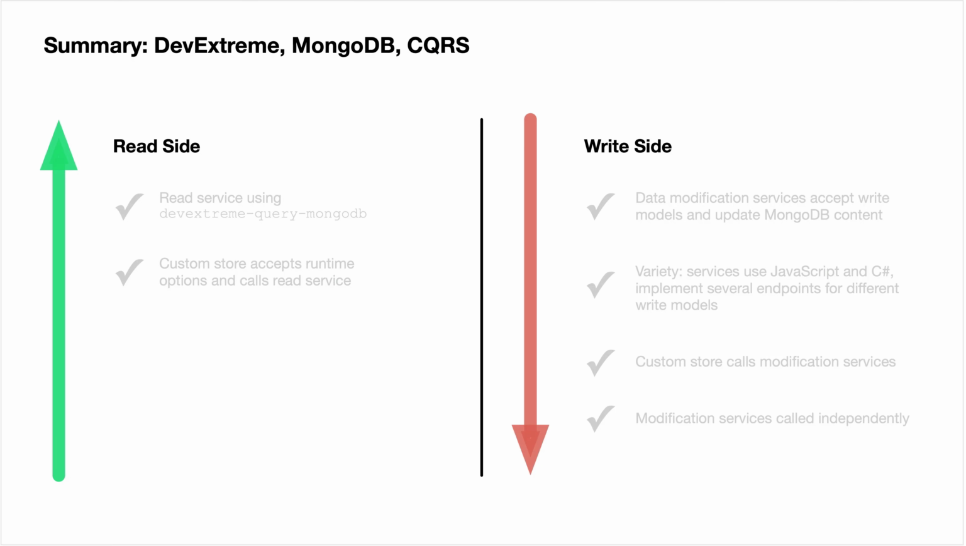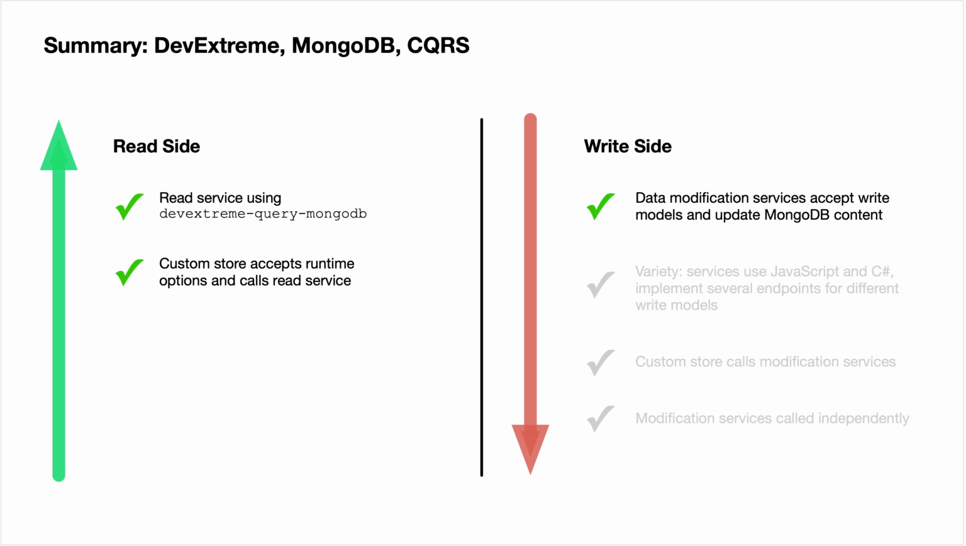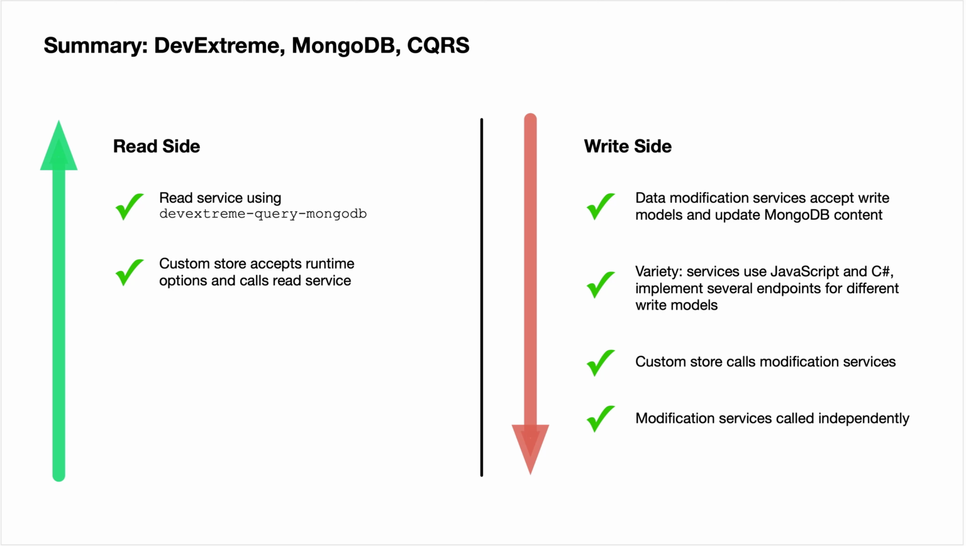Here's a summary of the steps I demonstrated in these 2 videos. First, I bound the grid to the MongoDB specific read service using the adapter library DevExtreme query MongoDB. I implemented a custom store for the data grid that accepts runtime options and calls the read service. Second, I added editing features to the system by including data modification services. I implemented these services using JavaScript and C#, and I added a total of 4 endpoints to illustrate the flexibility offered by a distributed system. On the client side, I demonstrated how the editing functionality can be tied to the custom store and how it can be used independently. And that's it for this video.